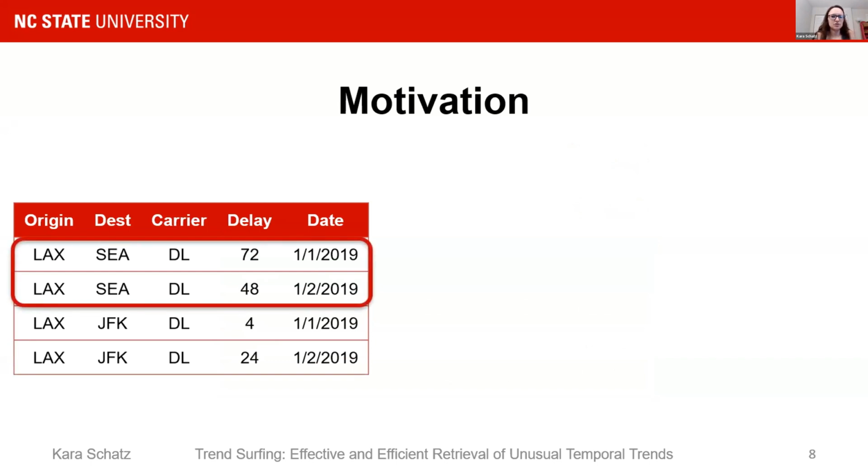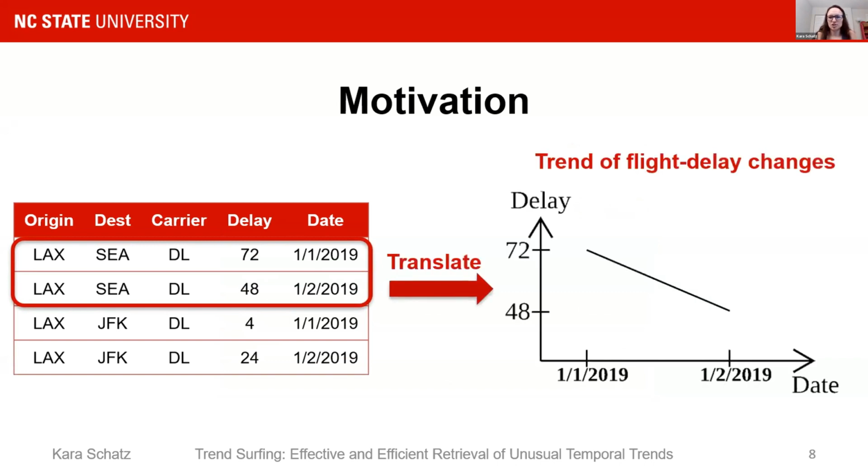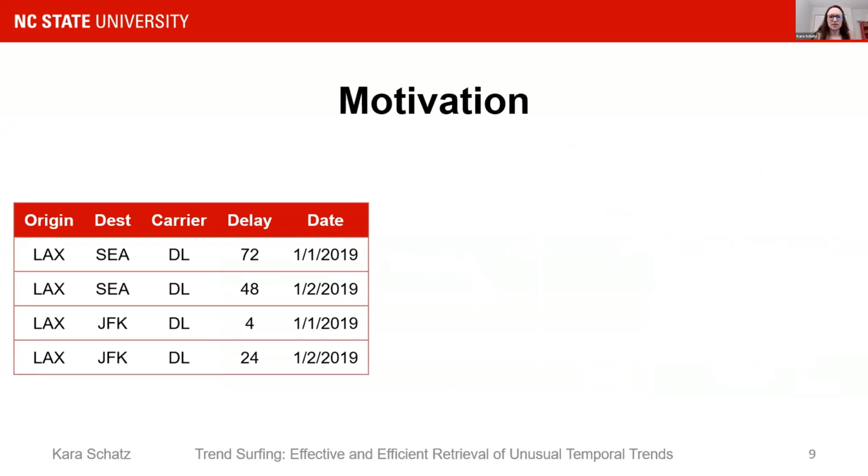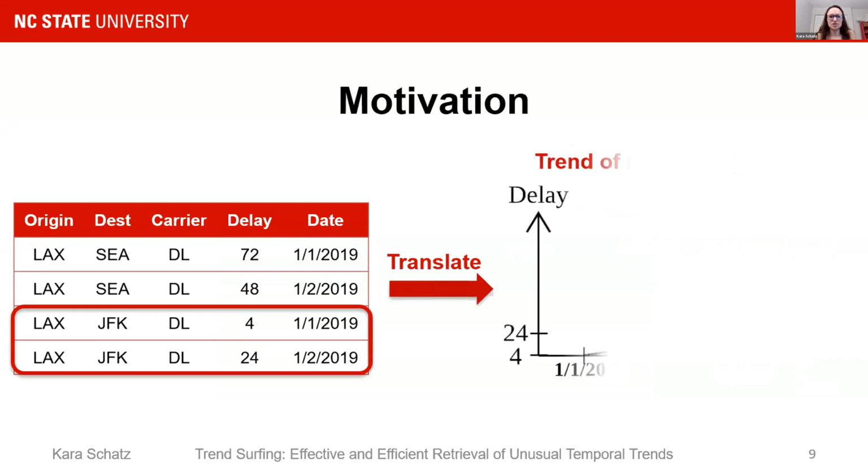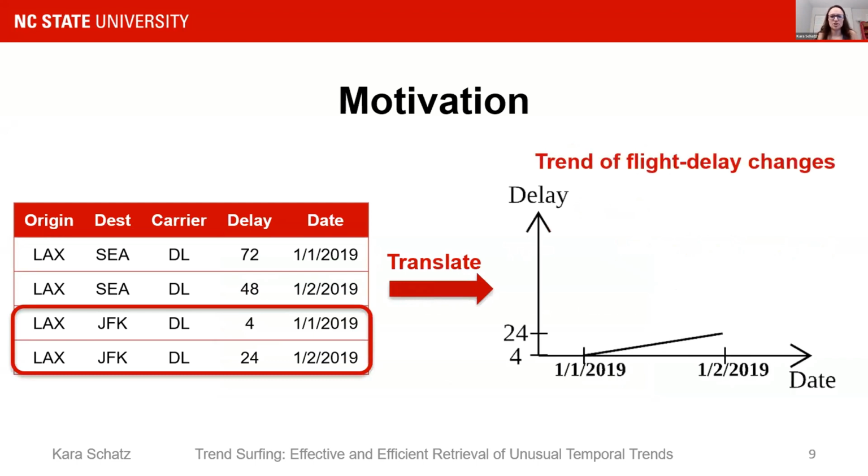For example, the first two tuples here can be translated into a single trend, which describes the flight delay changes of the flights characterized by the values of the group by attributes. In this case, these are the flights departing from LAX, arriving at SEA, and being carried by DL. Also, the second two tuples here can be translated into another trend of flight delay changes, which is also described by the values of the group by attributes, characterizing flights departing from LAX, arriving at JFK, and being carried by DL.